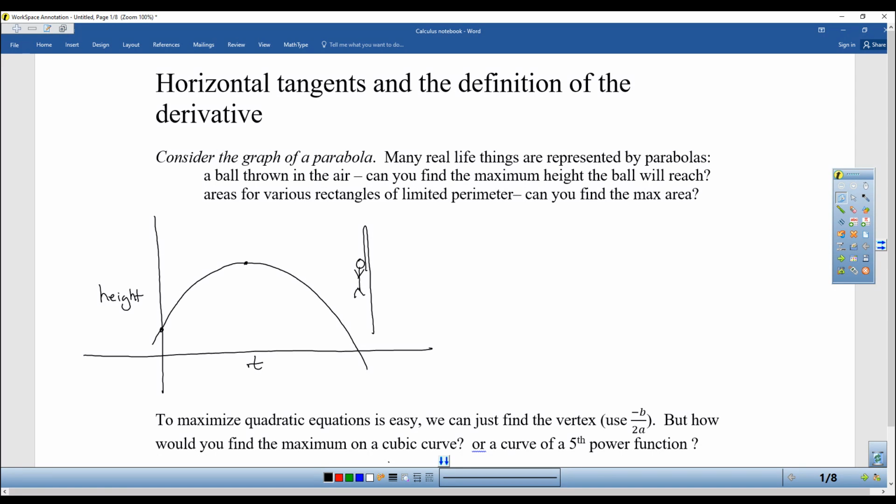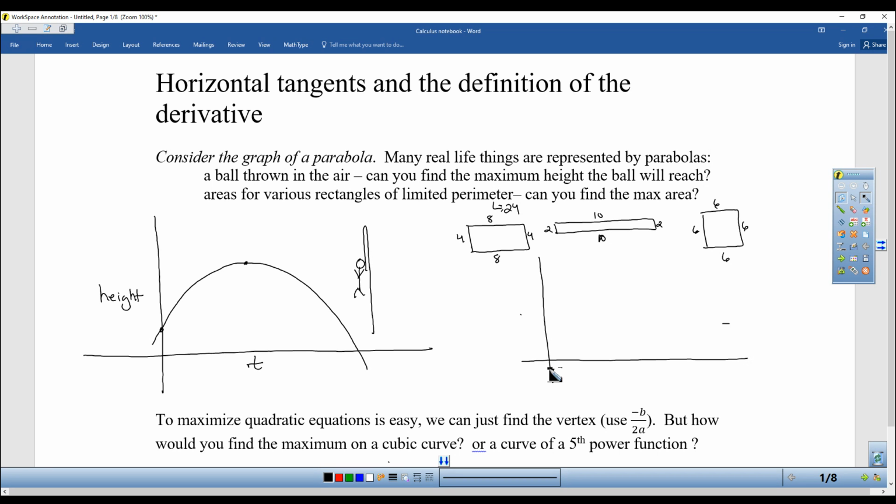A parabola also represents the areas for various rectangles of a limited perimeter. So let's say you wanted your perimeter to only be 12. Well, then you could do a rectangle that was super long and skinny. Oh, I was going to say, let's do actually a perimeter of 24. It'll give me more options. 10, 10, 2, and 2. That would make 24. But that's really long and skinny. So maybe it would be better to make it a little shorter, like 8 and 8 and 4 and 4. Or maybe you want to make it pretty much a square. 6, 6, 6, 6. If you actually graphed all these different areas, it would look like a parabola, depending on how big you made the sides.